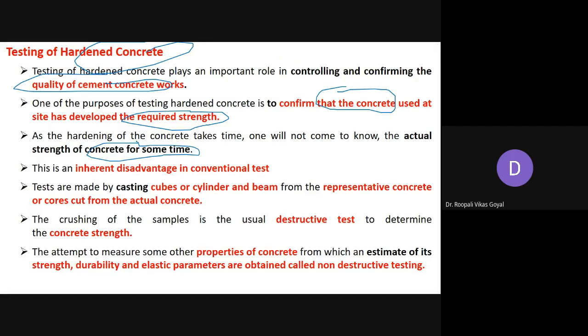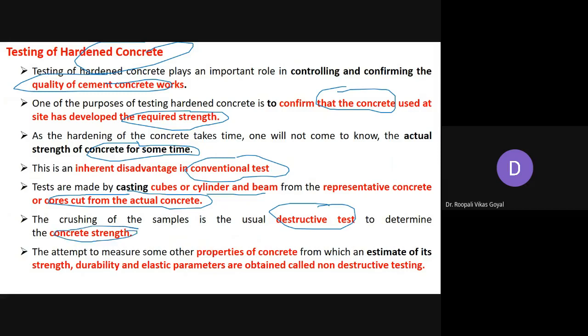This is the inherent disadvantage of our conventional test method, in which we generally cast cubes, cylinders or beam specimens from representative concrete, or cut cores from the actual concrete, and test them up to failure. This crushing of the sample is generally called destructive testing, and it is useful to determine the strength of concrete.